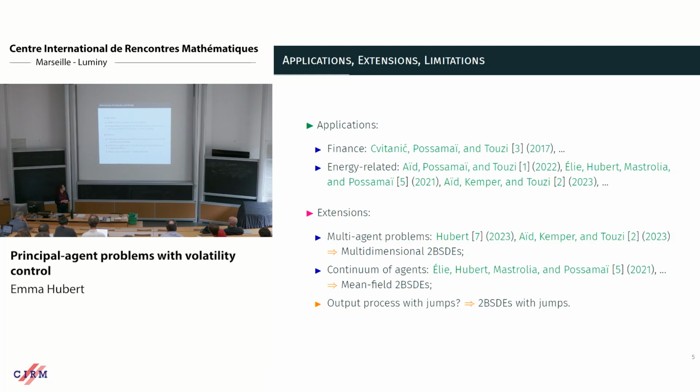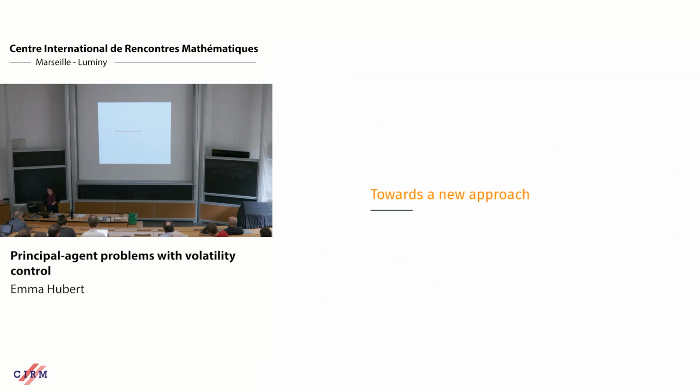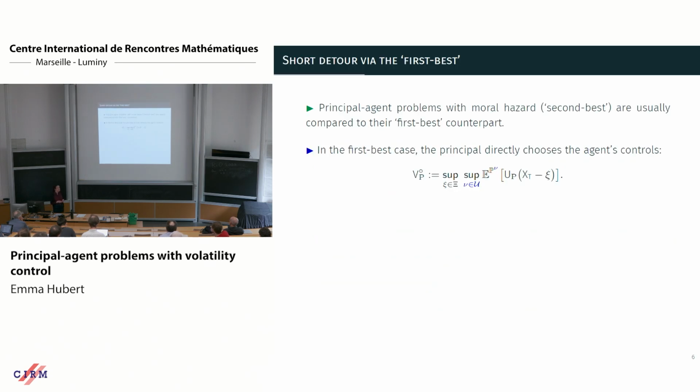And so in terms of extensions, people have looked at multi-agent problems, where you have one principal and many agents that can work for the principal, or extension to some kind of continuum of agents with this mean field interaction, for example. And people are also considering output processes with jumps. The problem with these extensions is that then you have to look at second order BSDEs that are either multidimensional, or some kind of mean field type second order BSDE, or second order BSDE with jumps. And the full theory is not there yet to be able to completely and rigorously tackle all these extensions in a very general framework. Okay, so that should motivate us to look at the new approach.